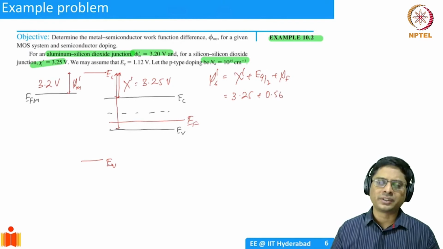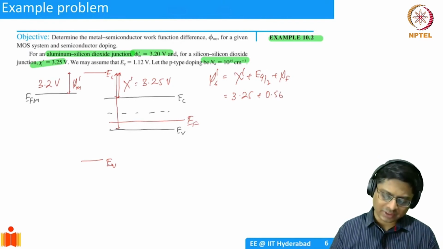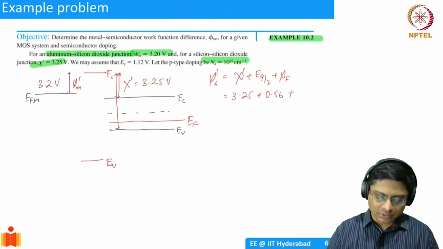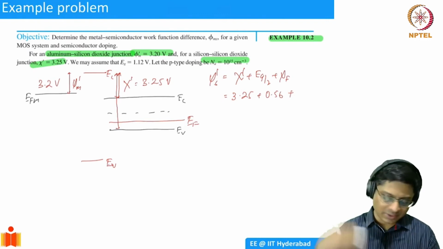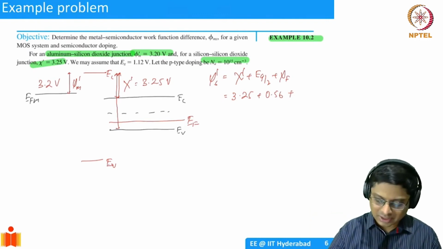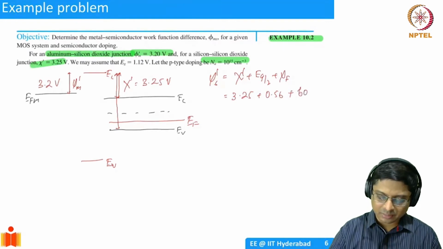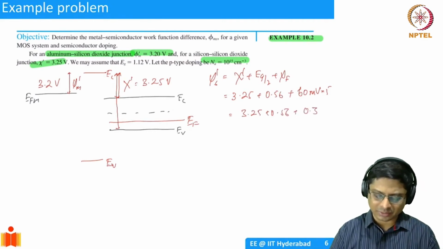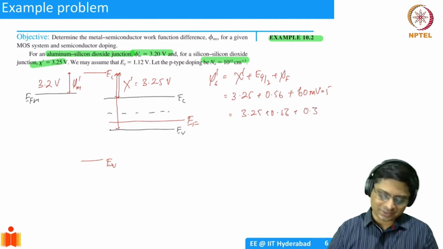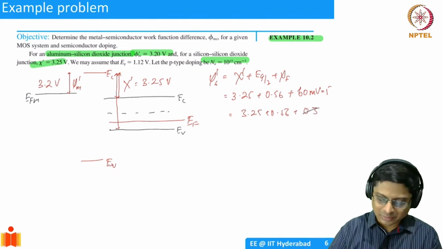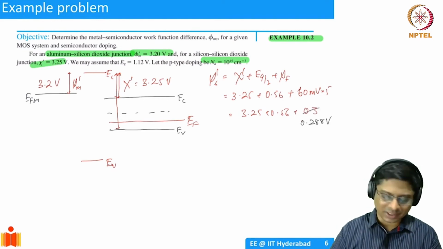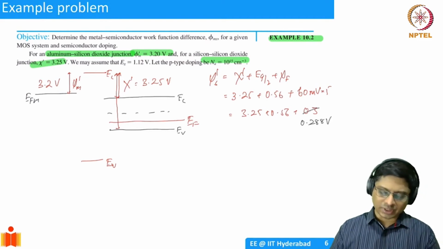So 1.12 divided by 2 is 0.56. Plus what is phi f? It's 10 power 15 doping. Using our standard calculation scheme, the approximate number is 60 millivolts times 5. So that's going to be 3.25 plus 0.56 plus approximately 0.3. For the exact answer, it turns out to be 0.288. Having done this so many times, I remember this number. You can check it out.